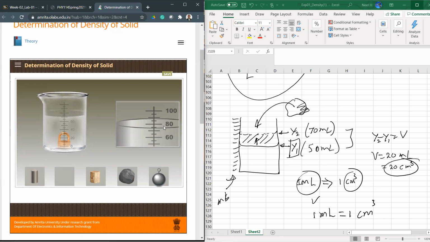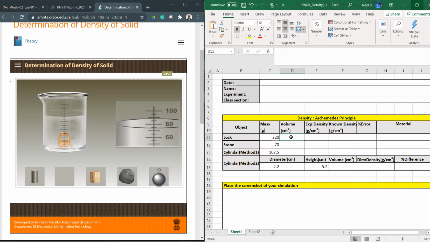Right now this is about 60, 65, 70, 75. So we started at 50, 75 minus 50. So our volume of the padlock is about 25 milliliters, but the conversion is directly to cubic centimeters, so I can just type that directly here, 25. Good, any question?